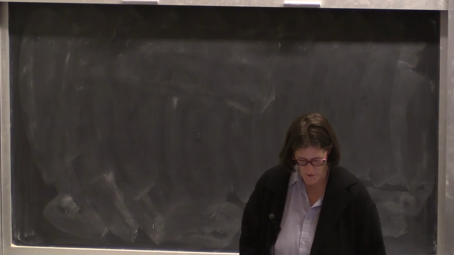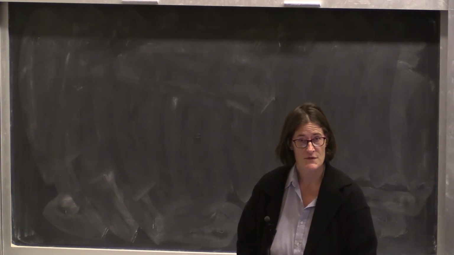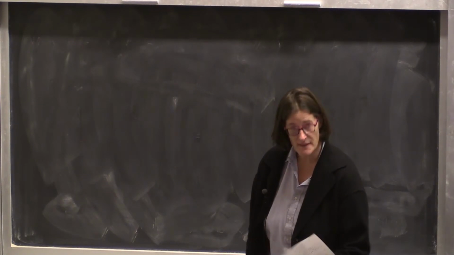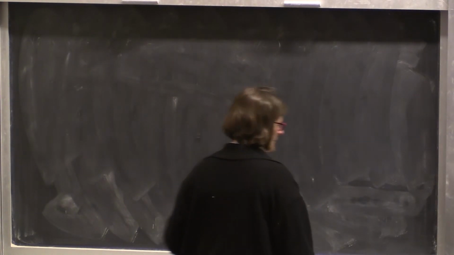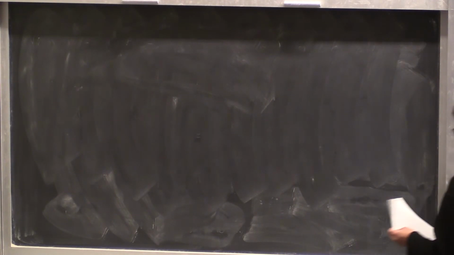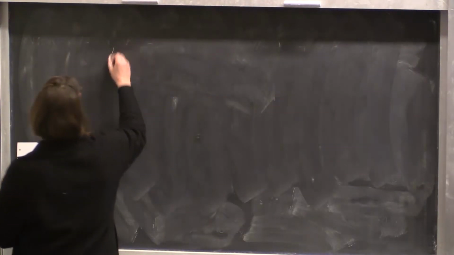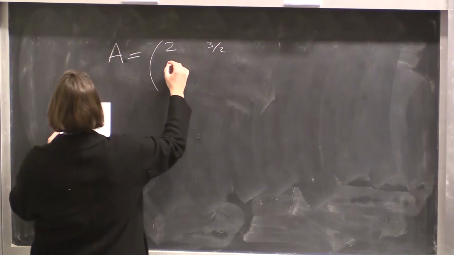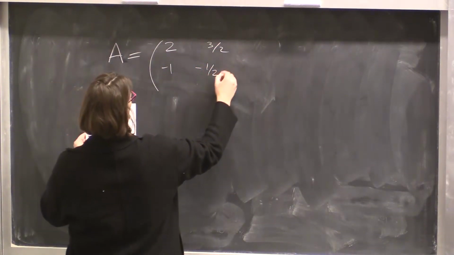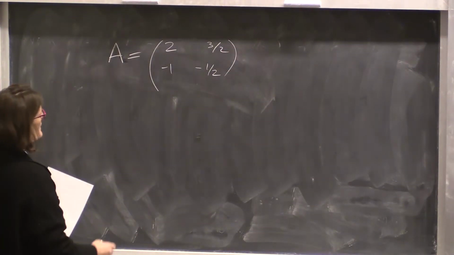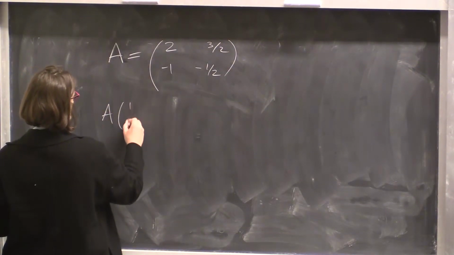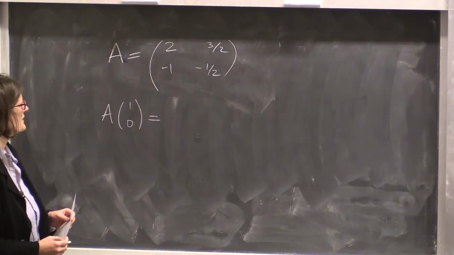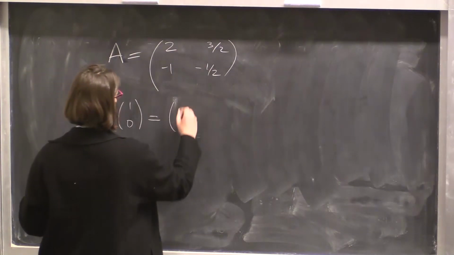So I'm going to start with an example of something interesting, or something that I find interesting. And it's going to lead up to eigenvalues and eigenvectors. So here's a matrix A: 2, 3/2, -1, -1/2. Now, if I compute what A does to the first standard basis vector, I'm going to get (2, -1).